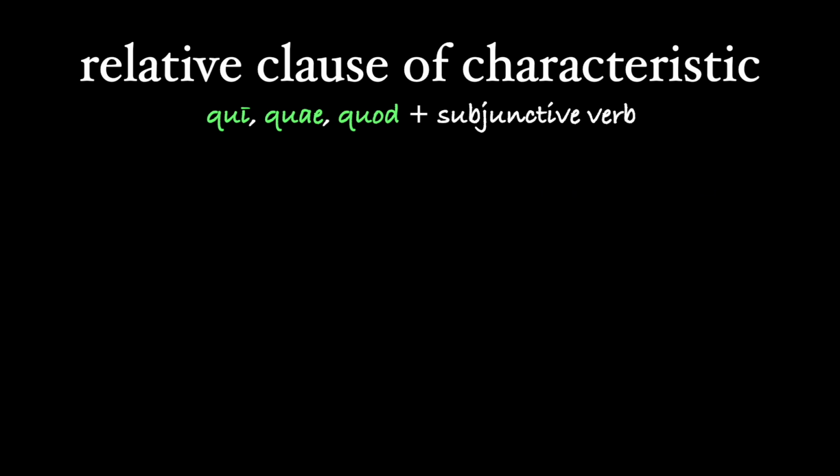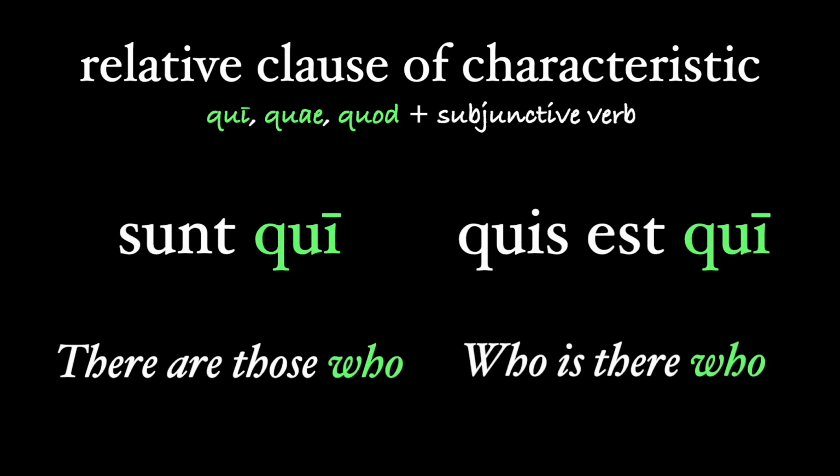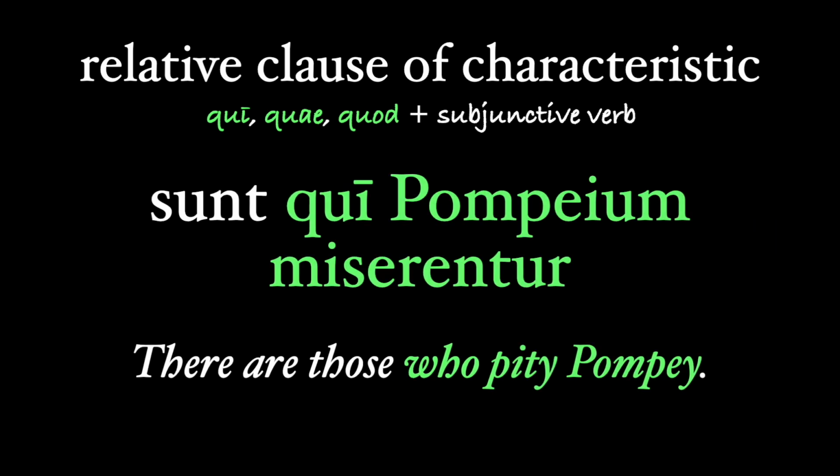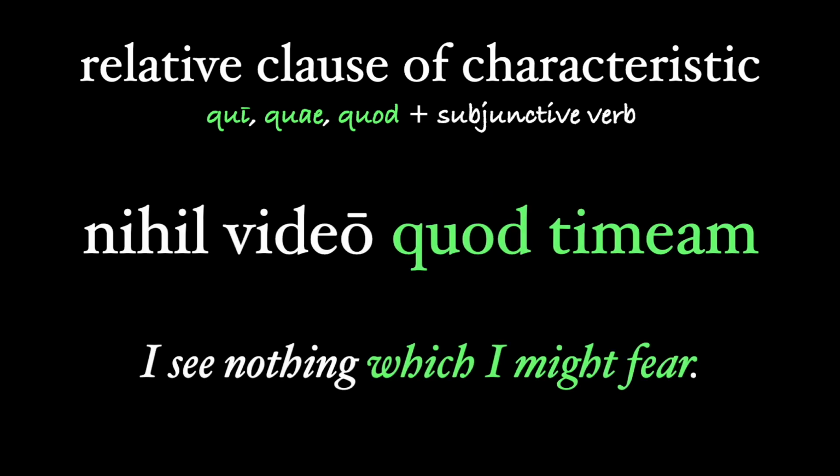Often we see relative clauses of characteristic with the phrases sunt qui, there are those who, and quis qui, who is there who, as in sunt qui Pompeium miserentur, there are those who pity Pompey, who are of a sort to pity him. Quis est qui linguam Latinam discere nolit, who is there who would not want to learn Latin? Nolit here is present subjunctive. And nihil video quod timeam, I see nothing which I might fear, or even I see nothing to fear.